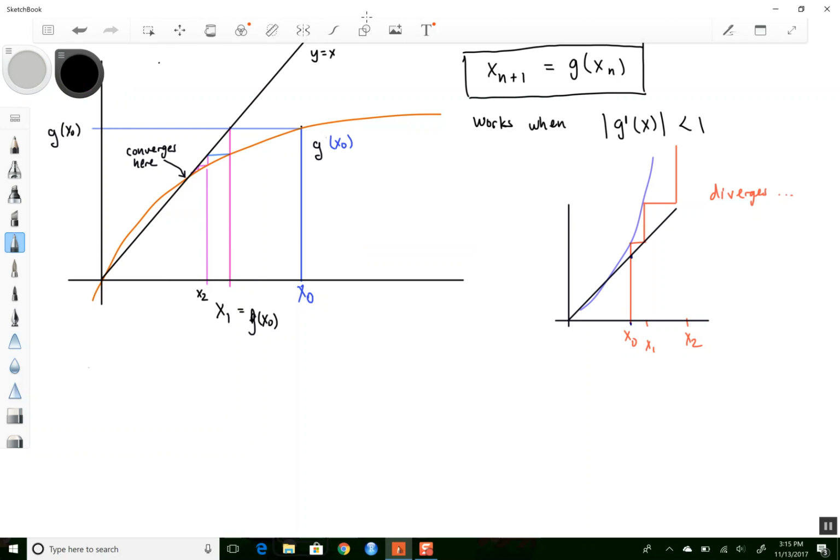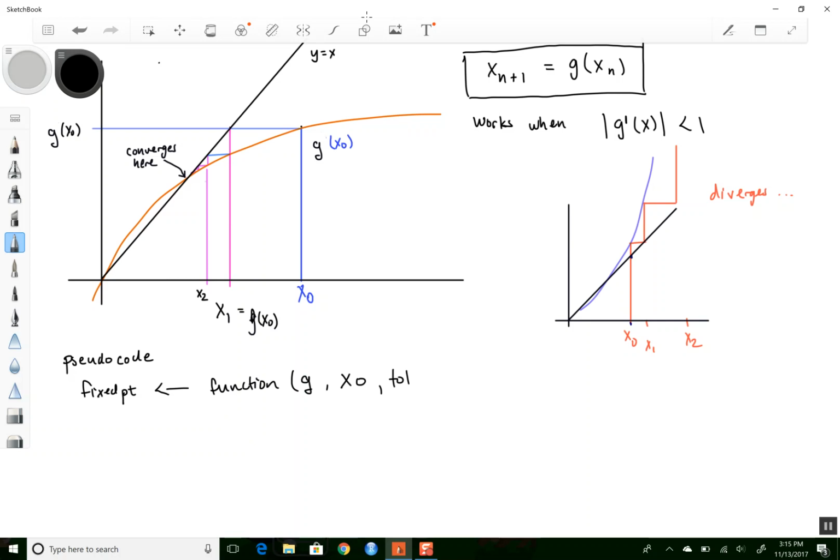So in pseudocode, okay, we can write a function, fixed point, which will be a function of, we need the function g, and we need some initial starting point x0, and then we might have a tolerance value.